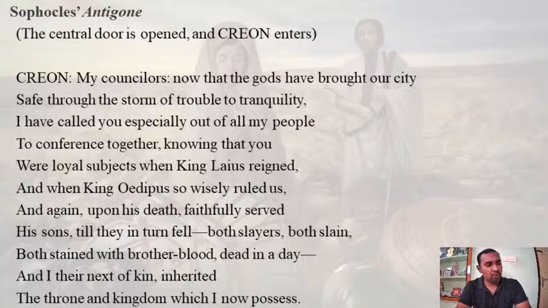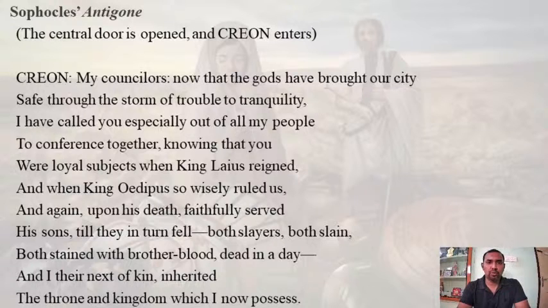The central door is opened and Creon enters. So Creon is the new king of the city of Thebes. Creon, my counselors. This is how he addresses the chorus in the beginning. My counselors. Now that the gods have brought our city safe through a storm of trouble to tranquility, I have called you, especially out of all my people, to conference together, knowing that you were loyal subjects when King Laius reigned. King Laius is Oedipus' father.